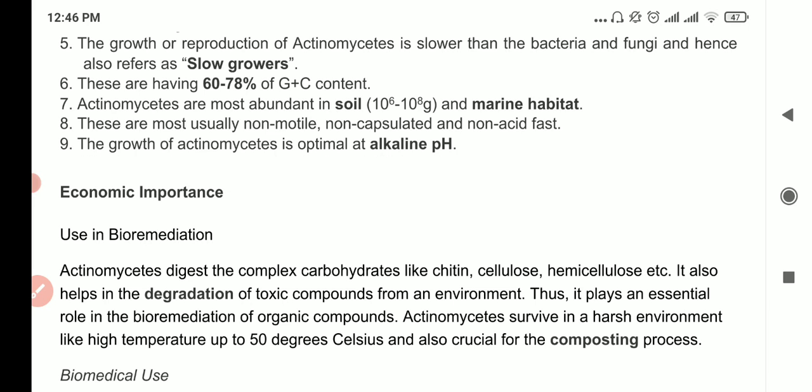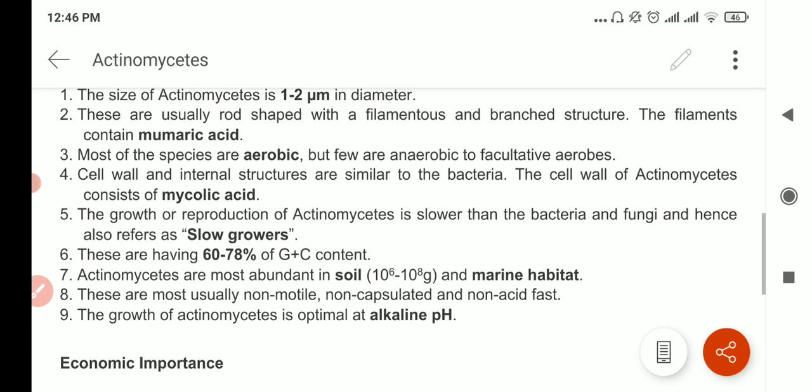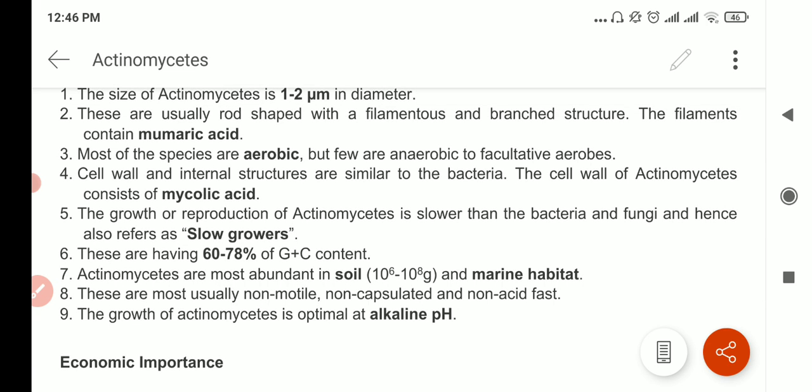So they are slow growing, they can grow in alkaline, they are rich in guanine and cytosine, they are abundant in soil and marine. And what else? Most of them are aerobic, few are anaerobic and facultative. They don't have encapsulation, they are 1 to 2 micrometers in diameter, and they are filamentous and branched.